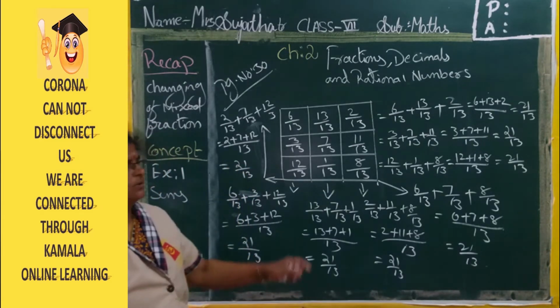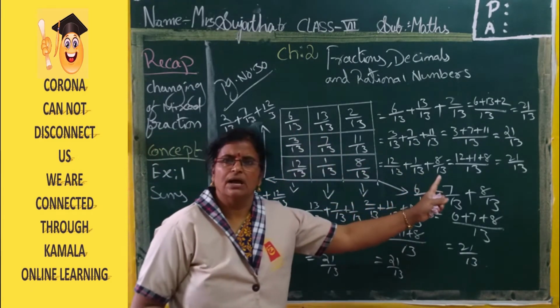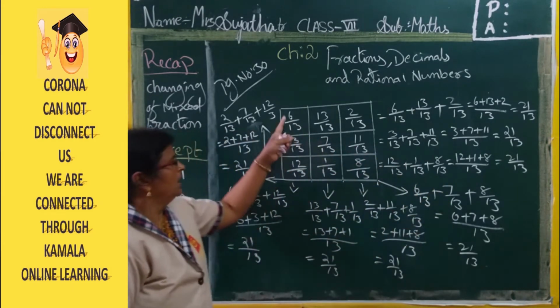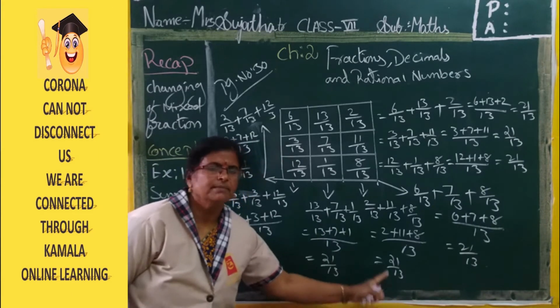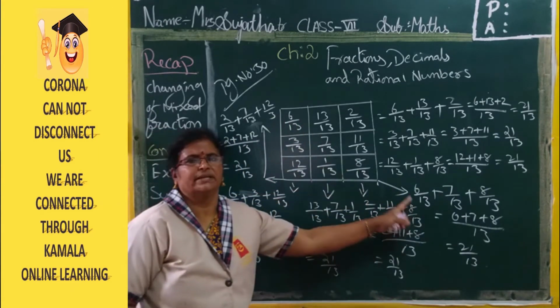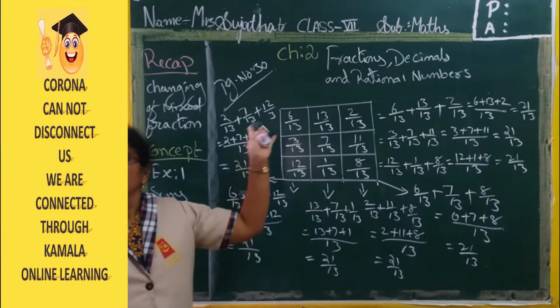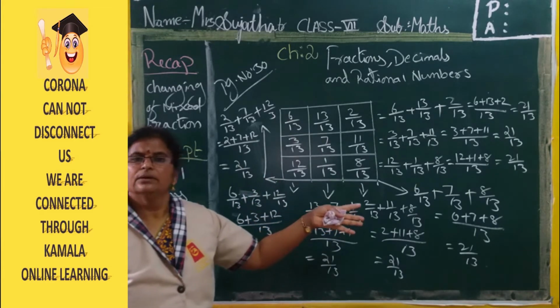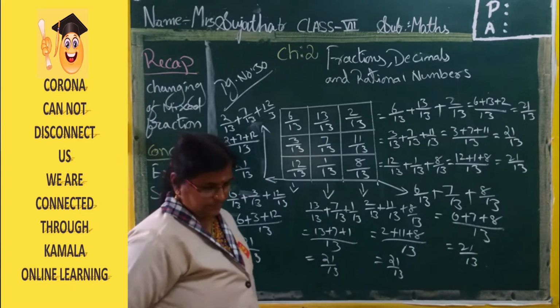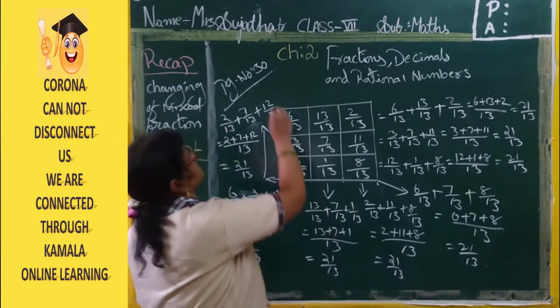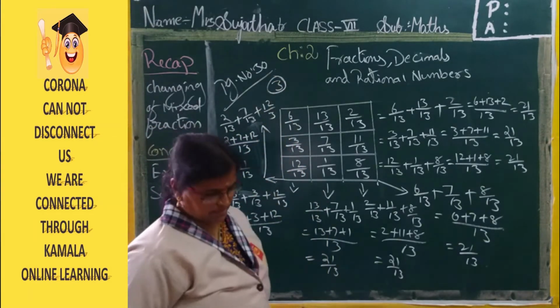See, if you observe, all the rows' answers are the same. All the vertical columns' answers are also the same, and the two diagonals also give the same answer. So any way you do it, you get the same answer. So this is the answer for the third one. Okay, ma'am? This is the third sum.